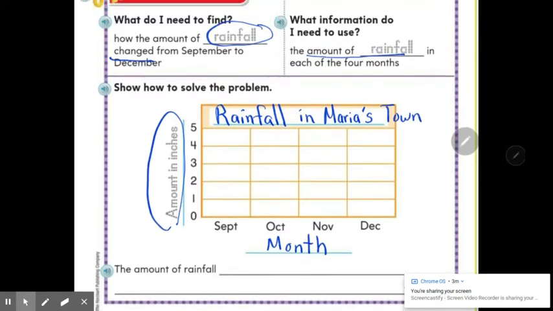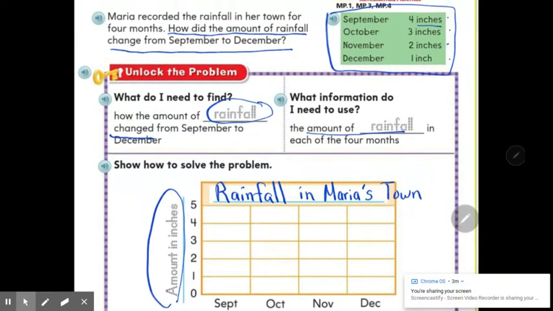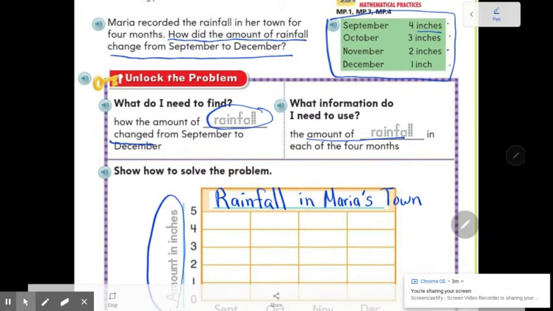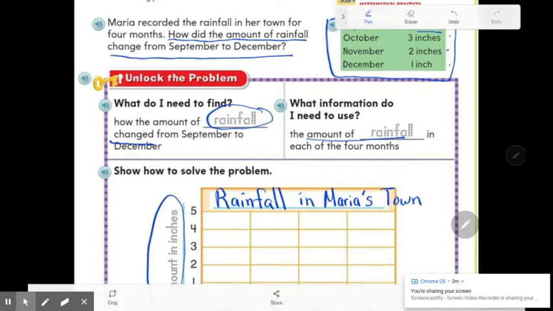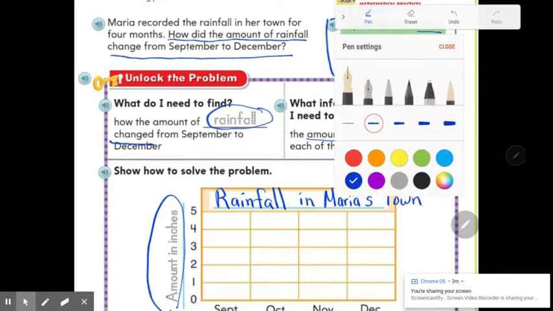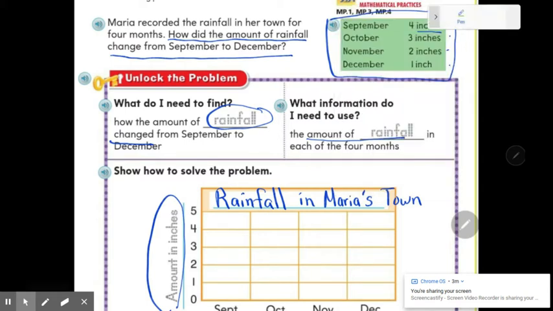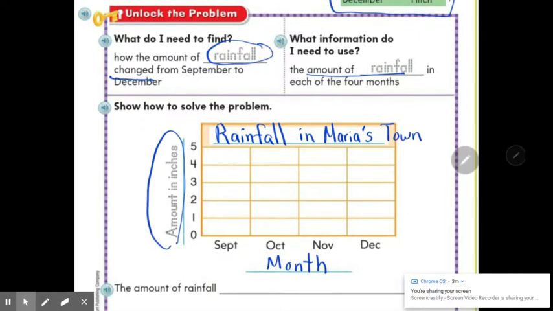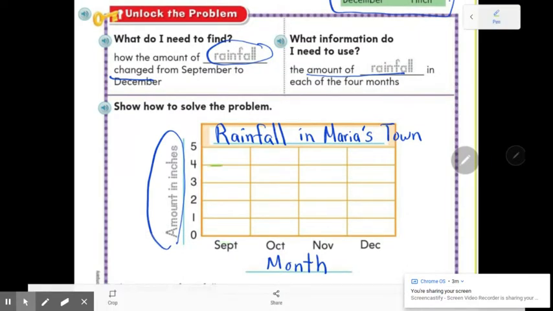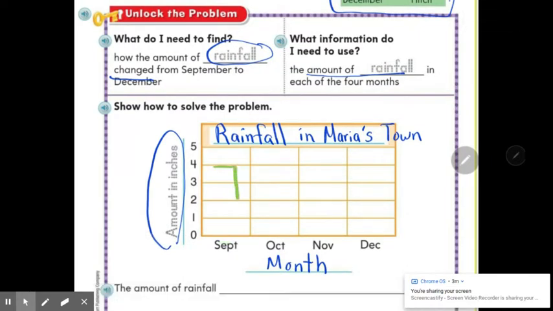So now after I do that, I'm going to look at my September. In September, she recorded 4 inches. So I'm going to do my green, and I'm going to record 4 inches. For September, I'm going to go to the 4 right here like I did before. And then, of course, I'm going to color it. It doesn't have to be perfect, but you at home will have more time.